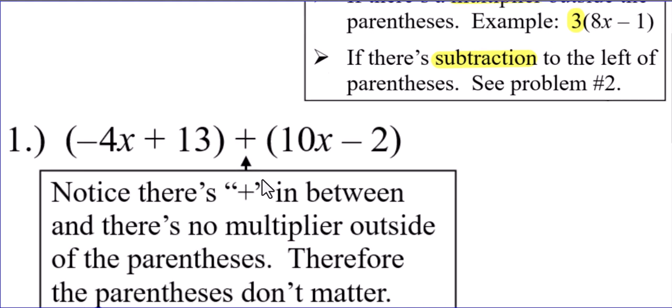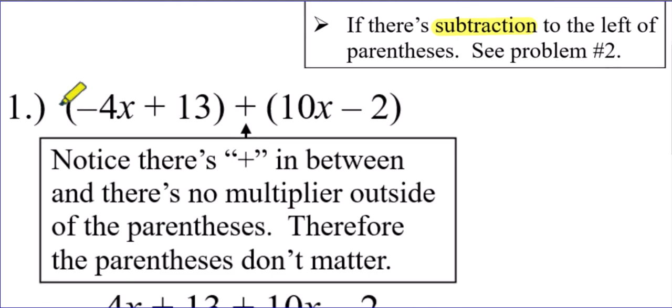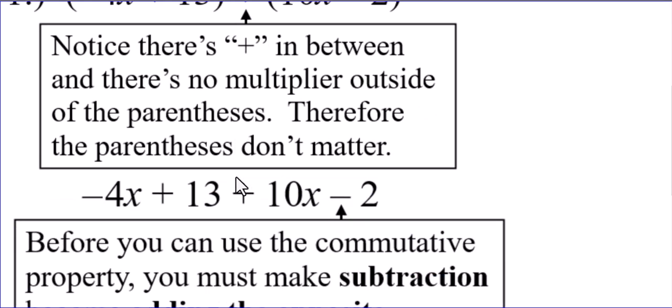But back on problem number 1, do we have a multiplier sitting outside of the parentheses? No, we do not. Do we have subtraction to the left of this set of parentheses? No, we do not. We have addition in between. So this is why I wrote this little message for you. These parentheses here on problem number 1, they really don't matter because there's no multiplier sitting outside of the parentheses and there's no subtraction in between. It's just addition. So you can really just drop those parentheses and then finish the problem from here.